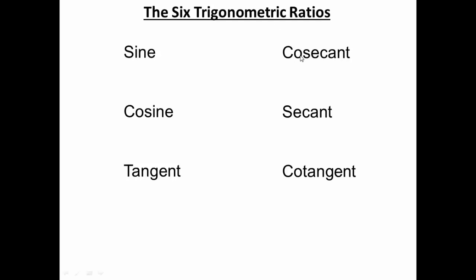Now these other 3 guys, cosecant, cosine, and cotangent, co is actually an abbreviation of complement. A cosine is the complement of sine. A cosecant is the complement of secant. Cotangent is the complement of tangent. Complement in geometry meaning 2 angles that add to 90 degrees.